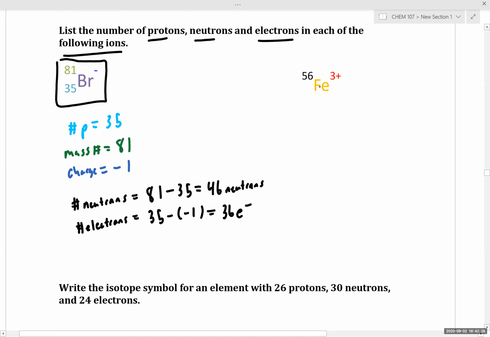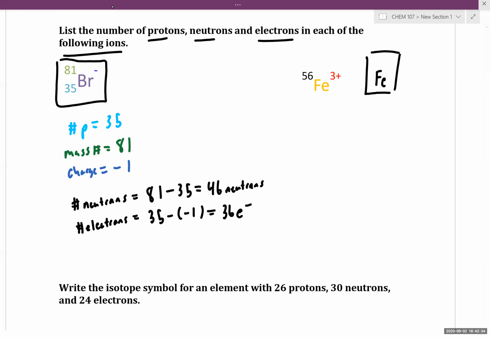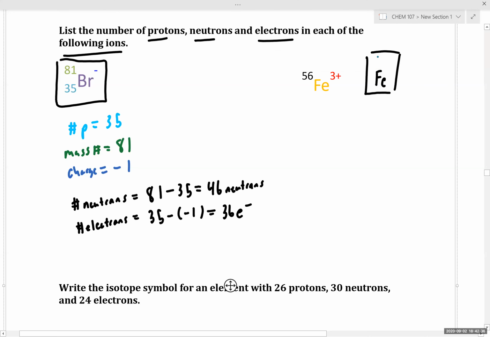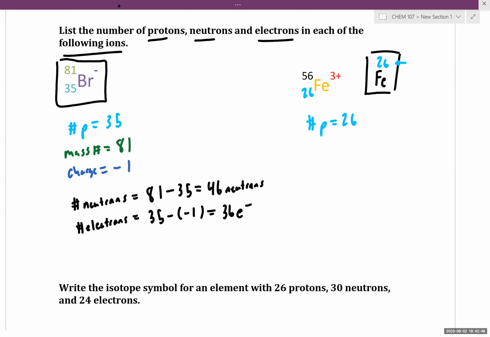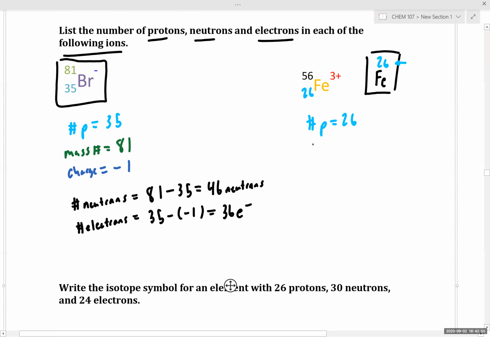So let's look at this example where we have iron 56, 3+. If we look at iron in the periodic table, as we've seen in earlier examples, iron has an atomic number of 26. So then our number of protons are equal to 26. We also know, again, just writing out the information that we know, the mass number is 56.